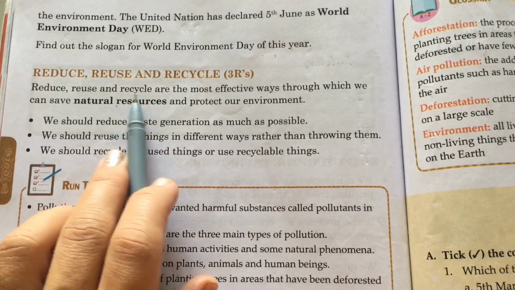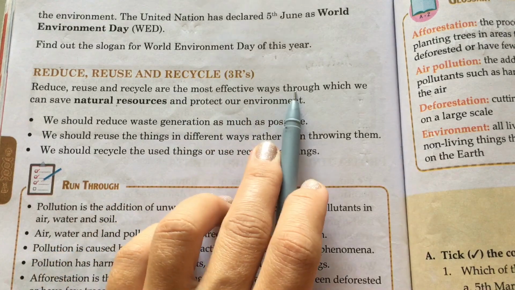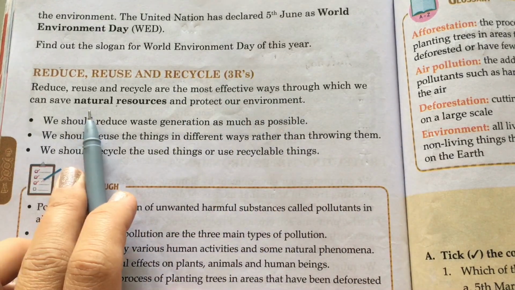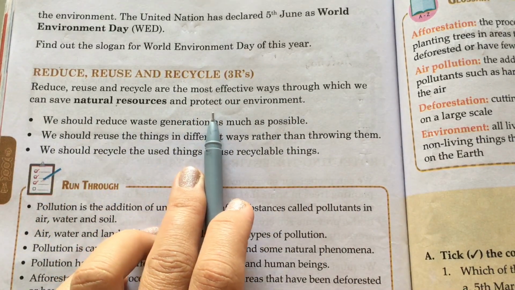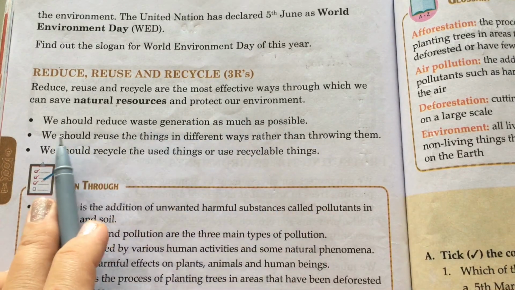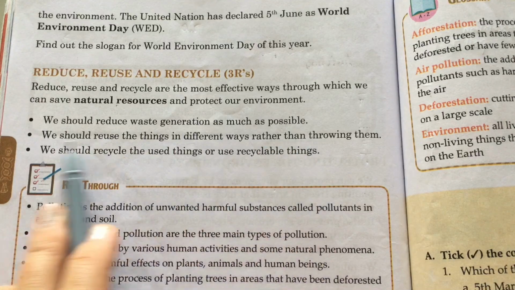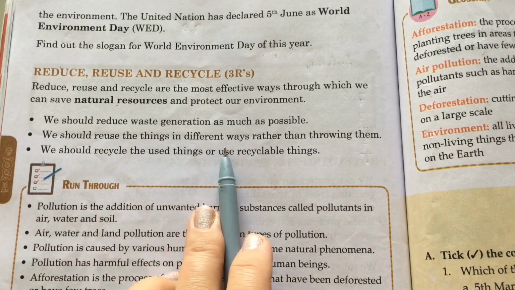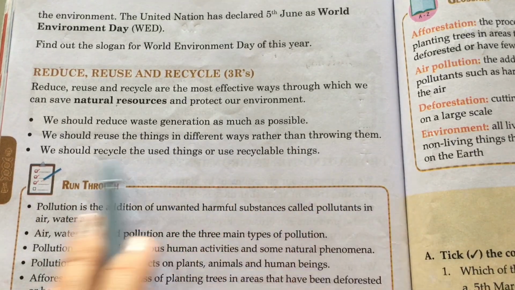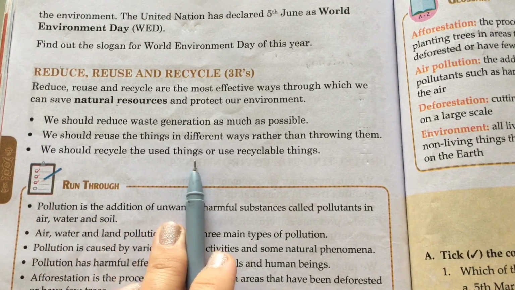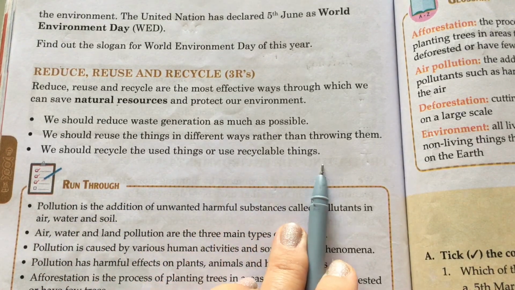Reduce, reuse, and recycle are the most effective ways through which we can save natural resources and protect our environment. We should reduce waste generation as much as possible. We should reuse the things in different ways rather than throwing them. And we should recycle the used things or use recyclable things.